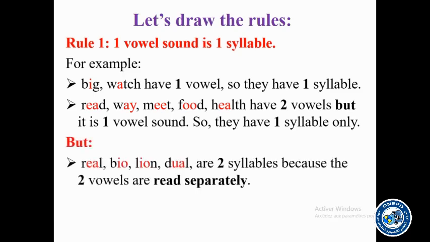But pay attention, not all 2 vowels are read together. We say real, not reel. So real is a 2 vowel sound word, so 2 syllables. Bile, lion, dual. So pay attention to those words.